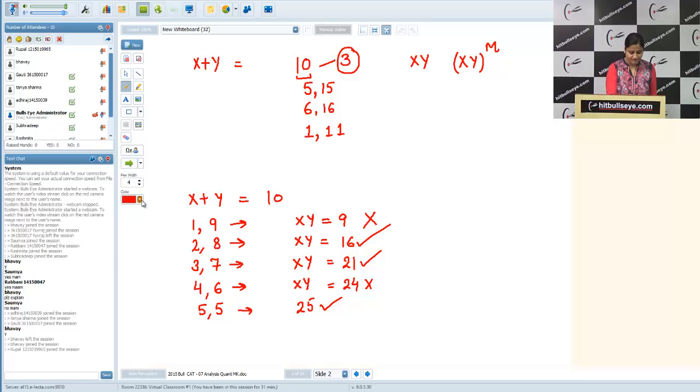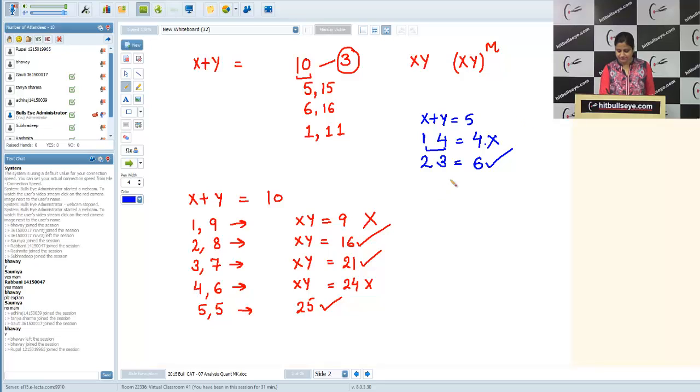Now coming to 5. If x plus y is 5, how many possibilities are here? We can take 1, 4. We can take 2, 3. That's it. But if we take multiplication of 1, 4, it will be 4, rejected. If we take 2, 3 and multiply, it is 6. This is a permissible case.